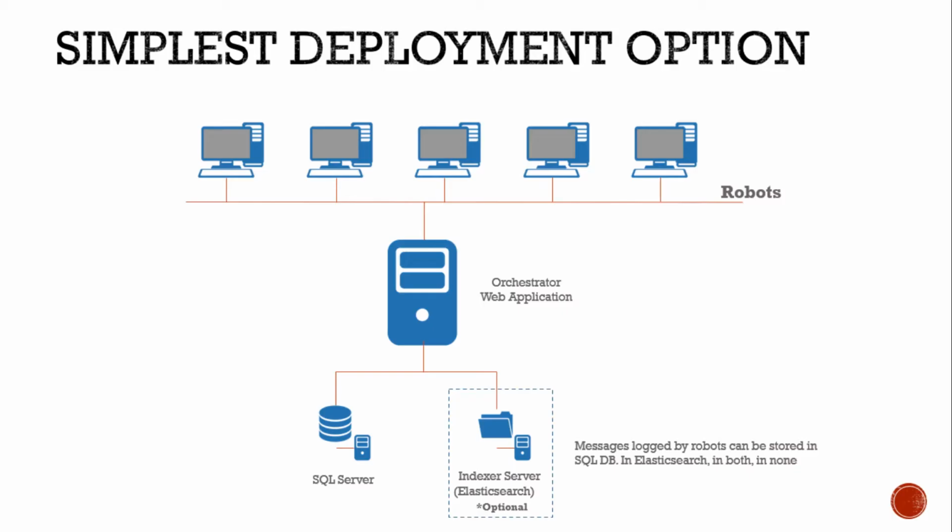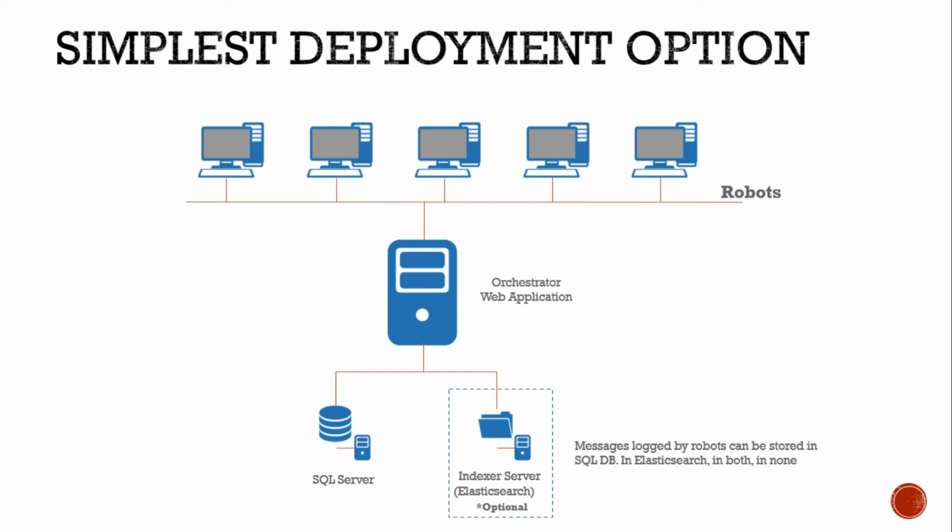Coming to the first part, the deployment ones. Probably the simplest deployment option that we see is something that will look like this. We have multiple robots that are going to be deployed. They are going to talk to the orchestrator, which is a web application, and then there is a persistent layer in terms of a SQL Server backing the orchestrator, and an optional Elasticsearch, which is going to store all the log details.